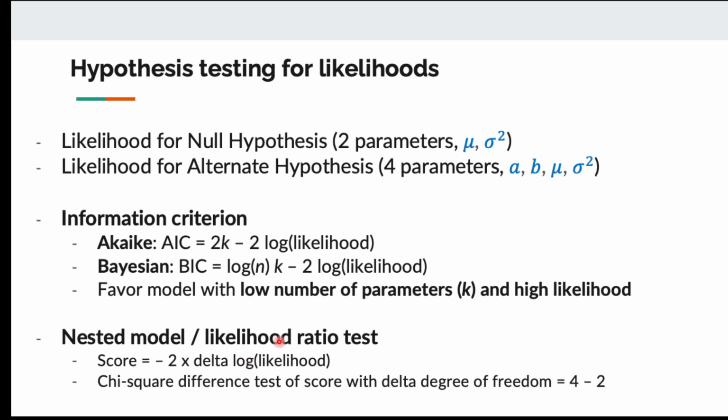When you perform likelihood ratio test or nested model testing, you're going to consider this score with a chi-square distribution. And you're going to have to select your degree of freedom, the delta degree of freedom. And that's the difference in number of parameters. So basically, the information criterion idea is the same as the likelihood ratio test, except that they combine the difference in degree of freedom and the difference in likelihood together as a single score.